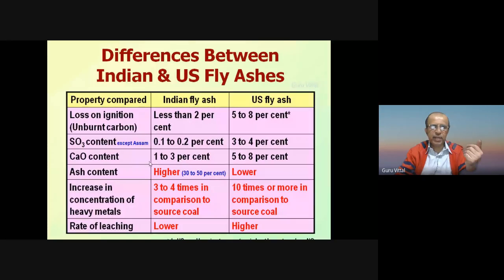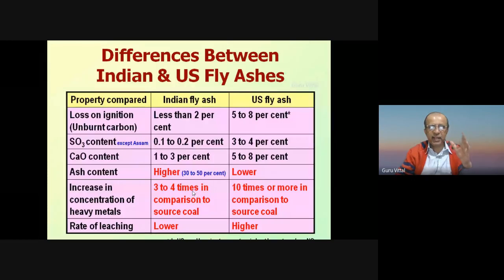And unfortunately, we don't clean our coal in a very efficient manner, and that is why we end up with a huge amount of ash. There they clean the coal in a very efficient manner, so that's why the amount of ash produced is lower, less than 15%, 20% like that. Whereas here it is 30 to 50%. Whatever coal we burn, 30 to 50% of it we end up as ash.